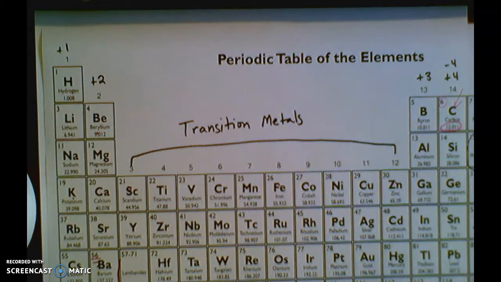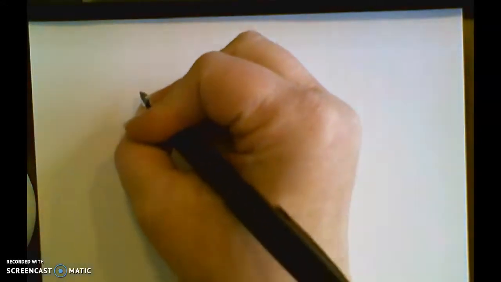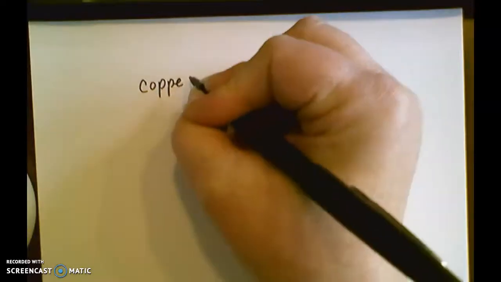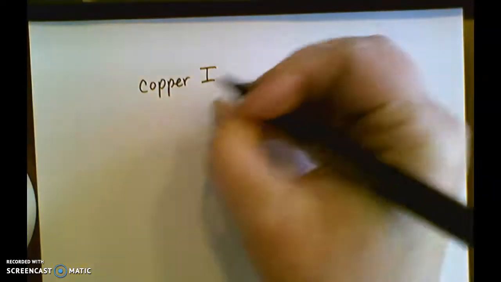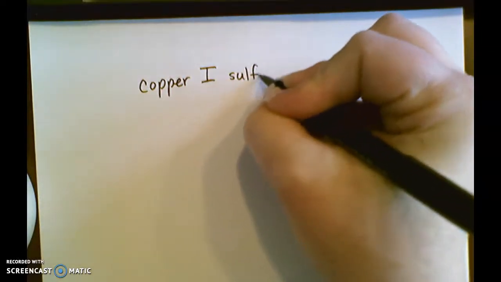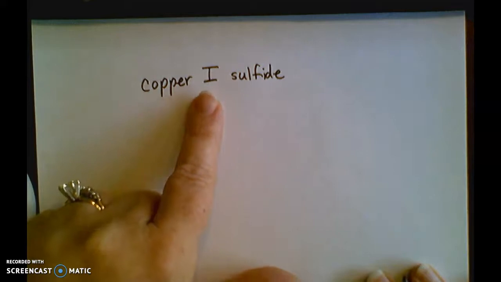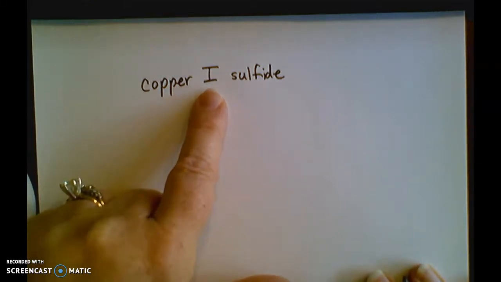But really it's easier if you're writing formulas with these, because what's going to happen with these particular elements is they're going to have to tell you what the charge is, since the charge is not predictable. So if you have a formula that you need to write for something that has a transition metal in it, the name of that compound is going to look something like this. So it might be copper 1 sulfide. It's got this Roman numeral here that the others don't have. What this Roman numeral tells you is the charge on the copper ion.